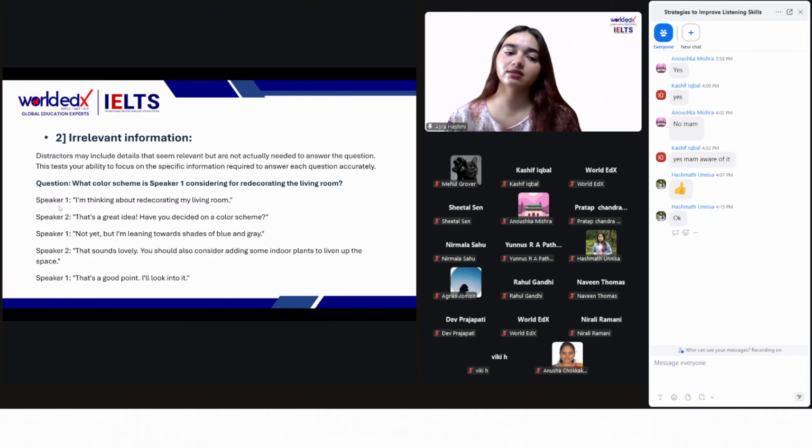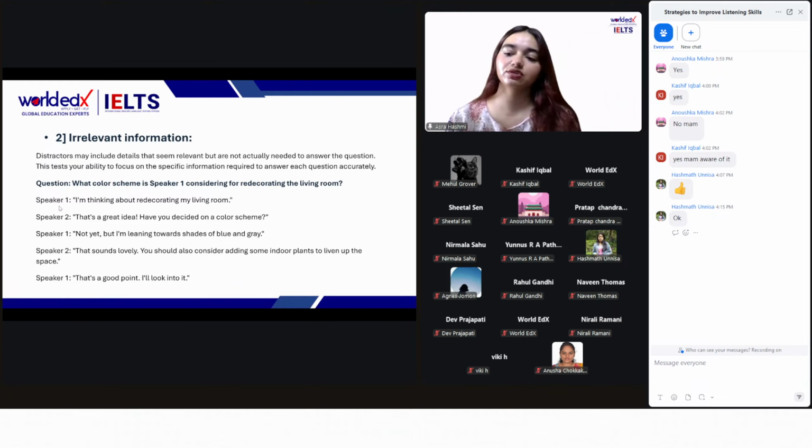Speaker one: I'm thinking about redecorating my living room. Speaker two says, that's a great idea. Have you decided on the color scheme? Speaker one says, oh, not yet, but I'm leaning towards shades of blue and gray. Then speaker two says, oh, that sounds lovely. You should also consider adding some indoor plants to liven up the space. That's a good point. I'll look into it.